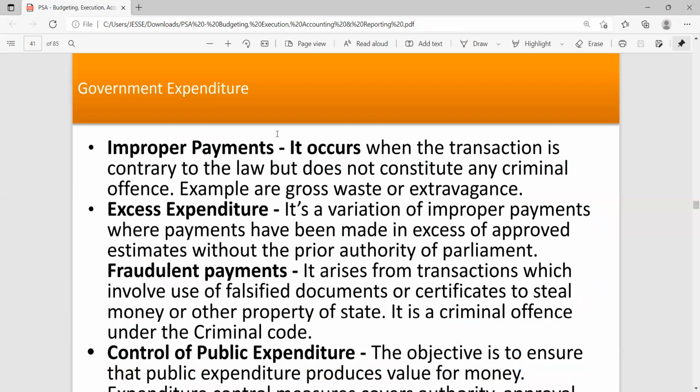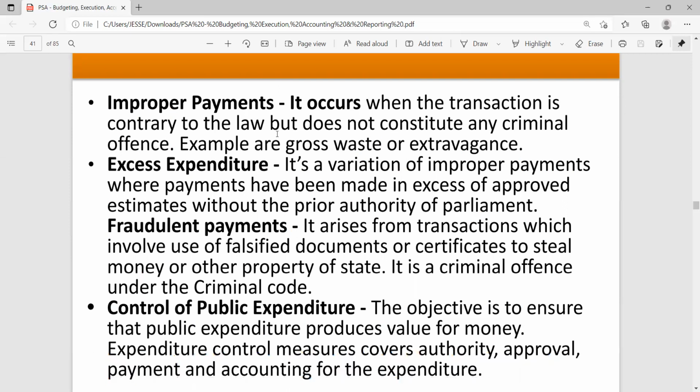Then you have improper payments. Improper payments are payments which are contrary to the law, but do not constitute any criminal offense. Examples are gross waste, when you waste the money, or you just lavish on expenditure. So for example, you're supposed to do a project that ideally should cost 1 million, but you're spending 5 million on it. That 4 million is an improper payment.